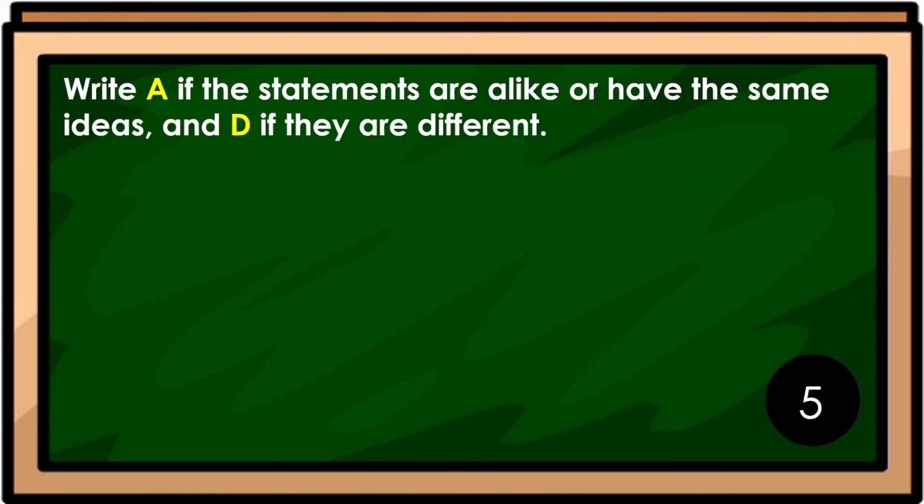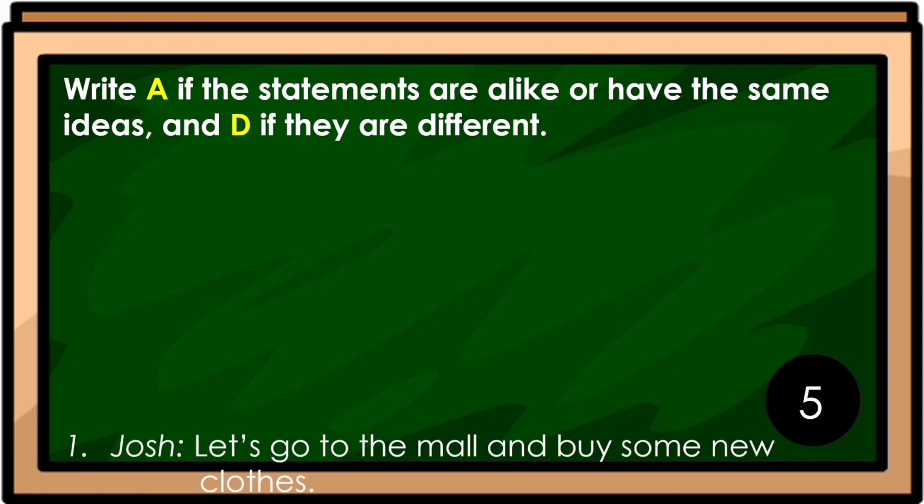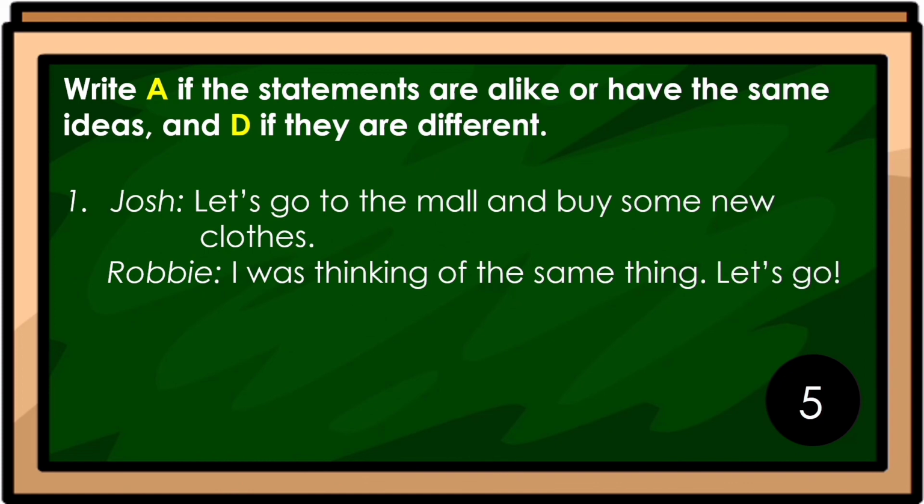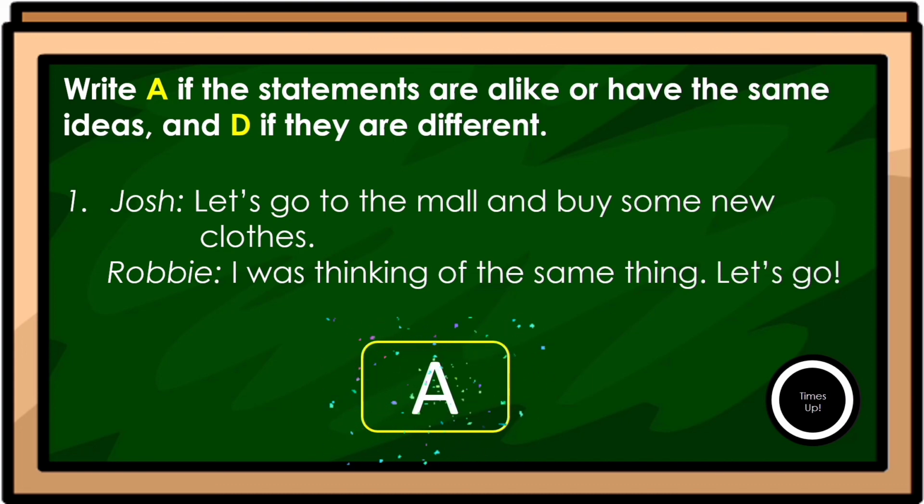Okay, next activity. You're going to write A if the statements are alike or have the same ideas, and D if they are different. So let us have the first one. Alright, Josh, let's go to the mall and buy some new clothes. Robbie, I was thinking of the same thing. Let's go? What is your answer? There is a clue word there. And the answer is letter A. Of course, they are alike. Next one.